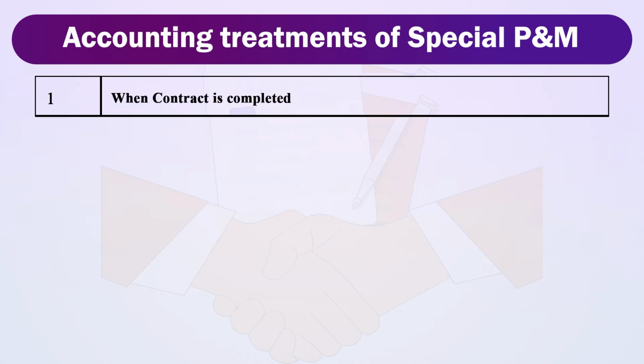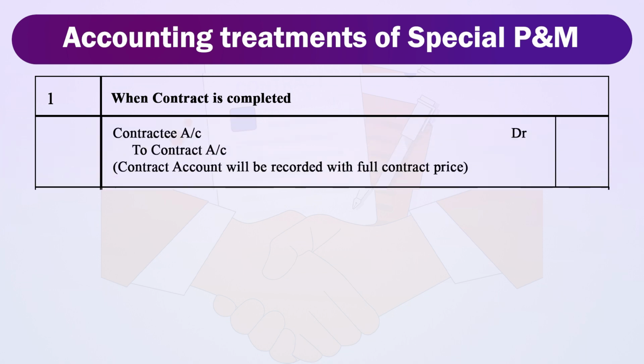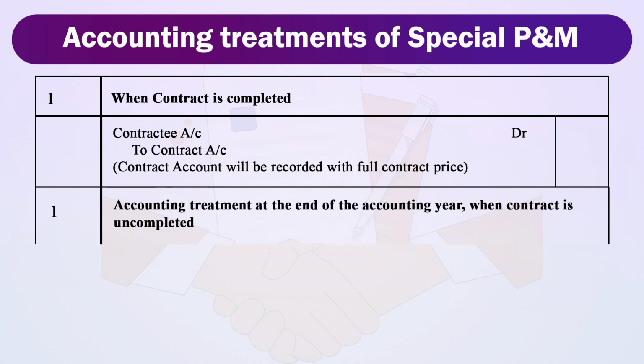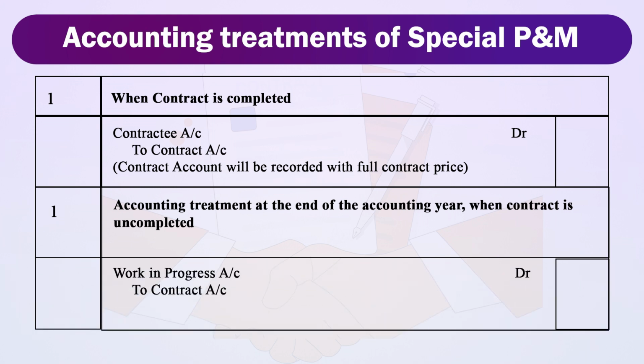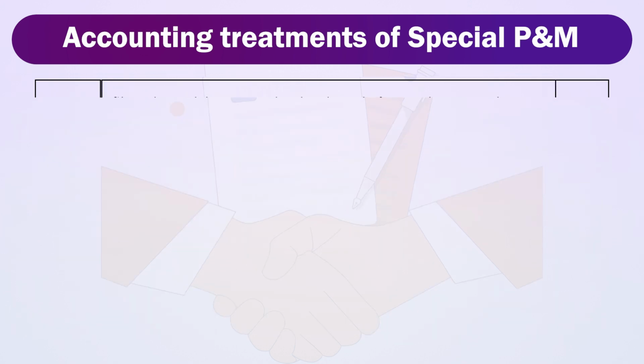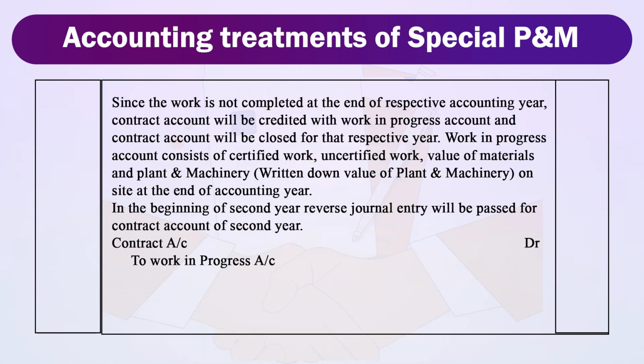Third, when the contract is completed, the entry is contractee account debit to contract account. Contract account will be credited with full contract price. Let us understand accounting treatment at the end of accounting year when contract is incomplete. Entry is work in progress account debit to contract account. Since the work is not completed at the end of the respective accounting year, contract account will be credited with work in progress account and contract account will be closed for that respective year.